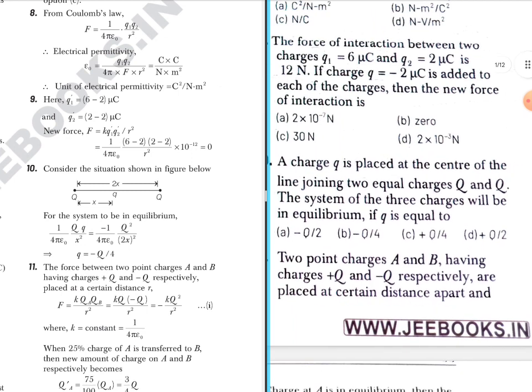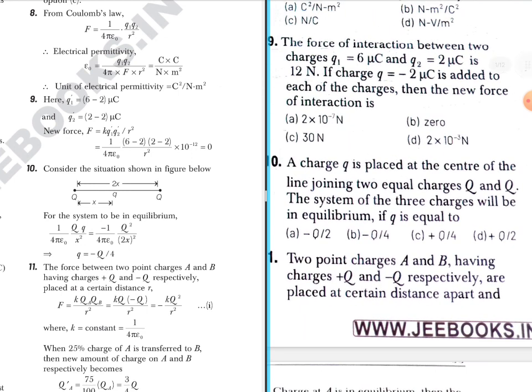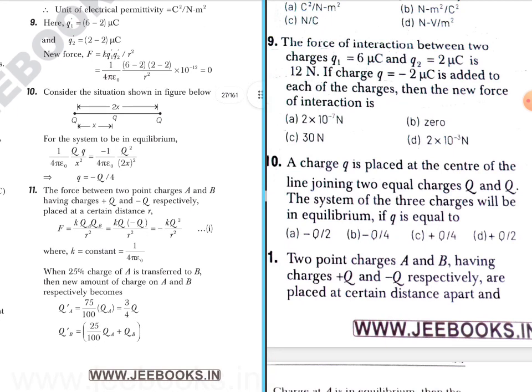A charge q is placed at the center of two charges, capital Q and capital Q. The entire system has to be in equilibrium. You all know it has to be a negative charge and its magnitude is to be minus Q by 4. We have dealt with this question before. So that's the answer, option number B.